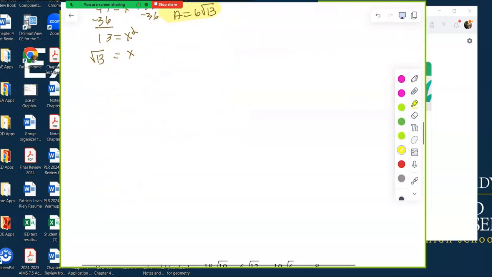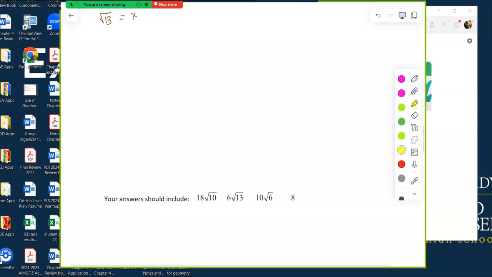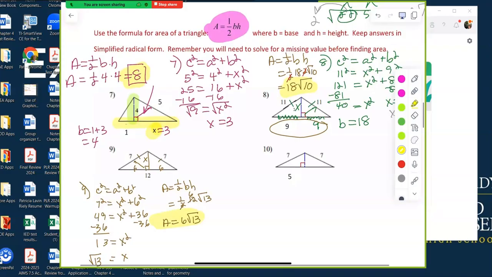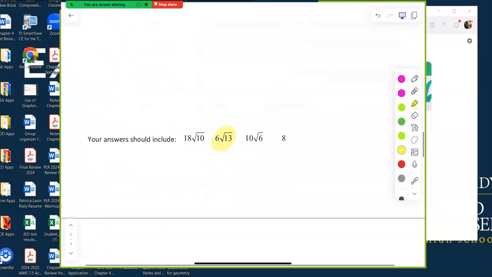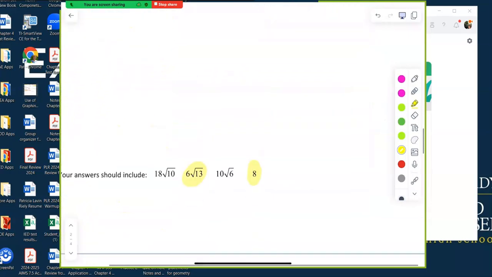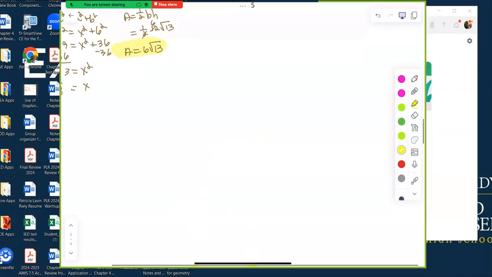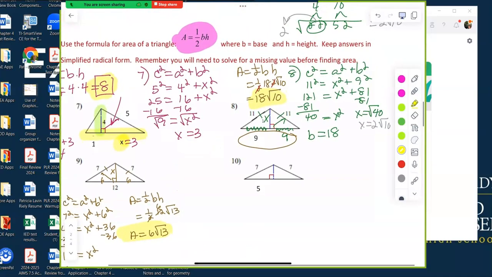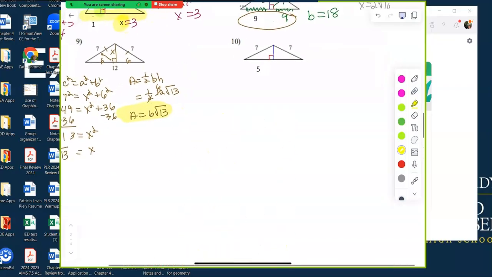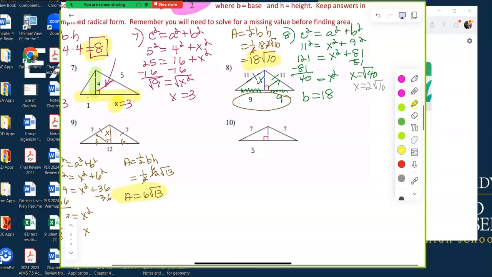I'm doing these pretty quickly, and I have all my answers down here, so there's that one. What else do I have for my area? I have an 8. Do I have an 8? Bingo. Okay, well, I should have one more. I have a 2 radical 10. Wait a second. No, I don't. I have an area of 18 radical 10. Okay, we need one more. I should get 10 radical 6. Let's prove that we can get it.